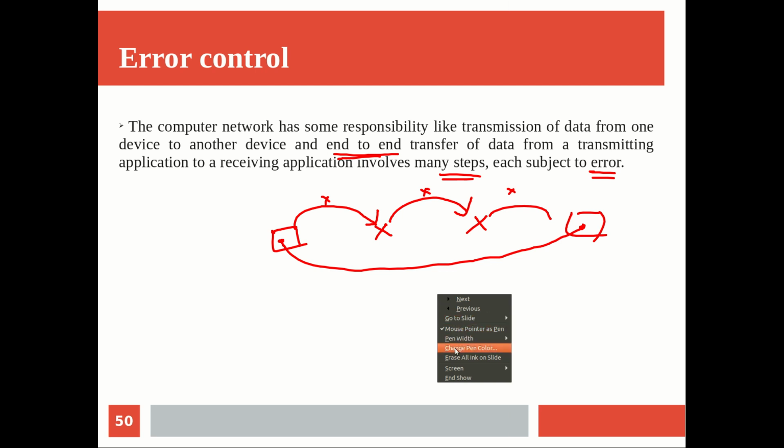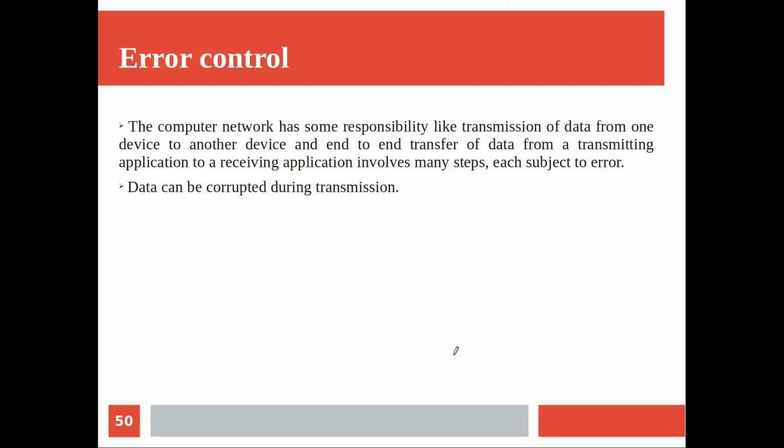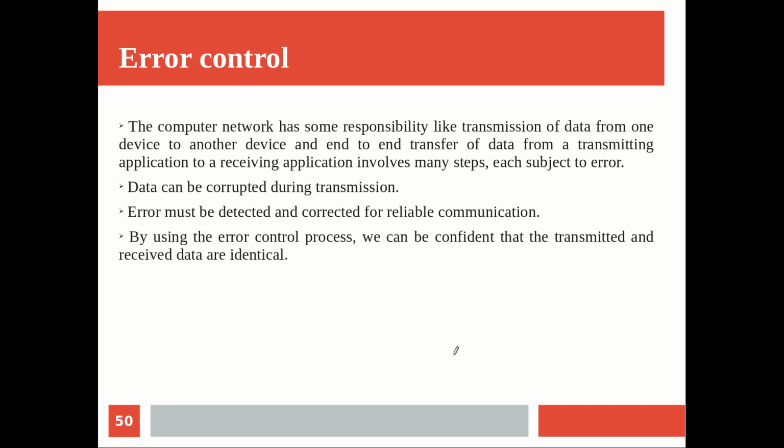Now let me erase it. The data can be corrupted during transmission at any point. So errors must be detected and corrected for reliable communication by using an error control process. Error control is a general terminology. It means error detection or correction, and is not specific. By using detection or correction, any kind of error control process, we can be confident that the transmitted and the received data are identical. So ultimately what we are trying to ensure is that what is sent by the sender is exactly what is received by the receiver.